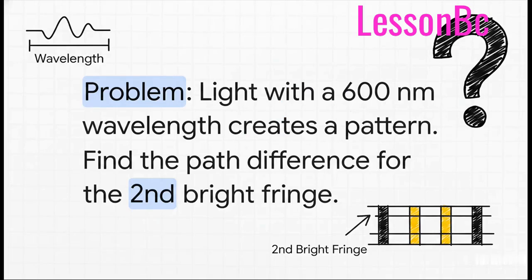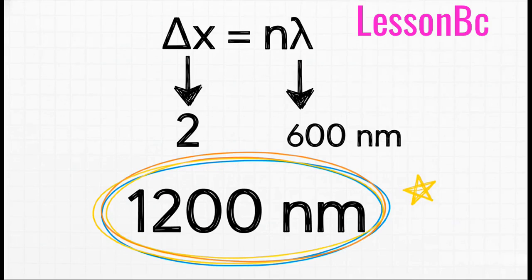Let's say we've got light with a wavelength of 600 nanometers, and it's creating one of these interference patterns. The question is, what's the path difference we need to get the second bright fringe out from the center? Well, this is where our little formula comes in handy.